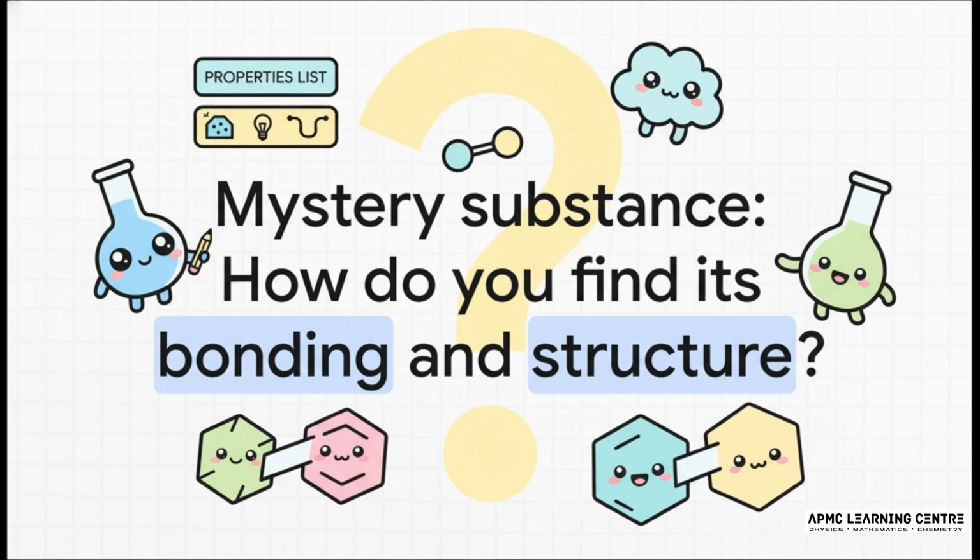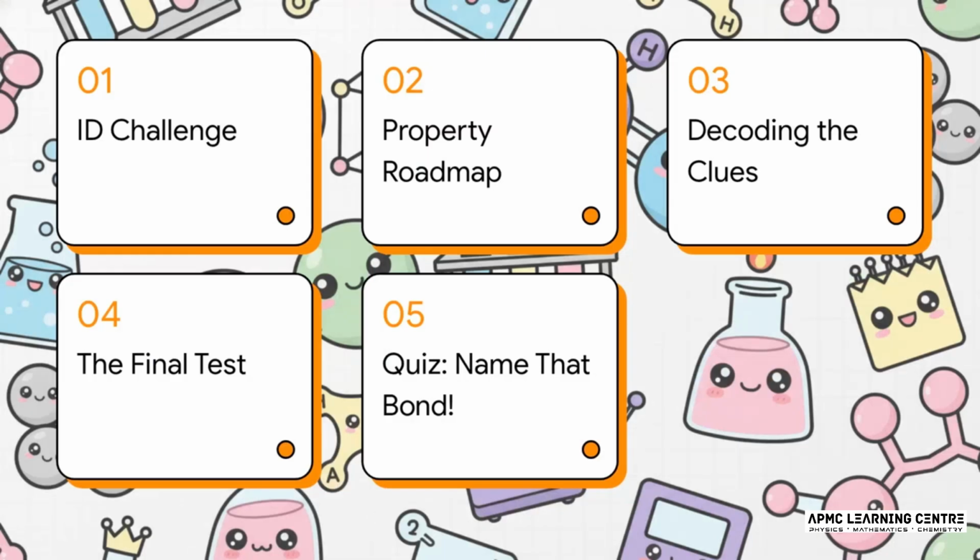I know it can feel a little overwhelming, but trust me, there's a simple, logical process you can follow every single time. And don't worry, we've got a 5-step game plan to make this whole thing a piece of cake. We'll start with the challenge itself, then I'll show you a property roadmap. We'll decode the clues, look at one final test, and then we'll put your new skills into practice with a quick quiz. Okay, let's dive in.